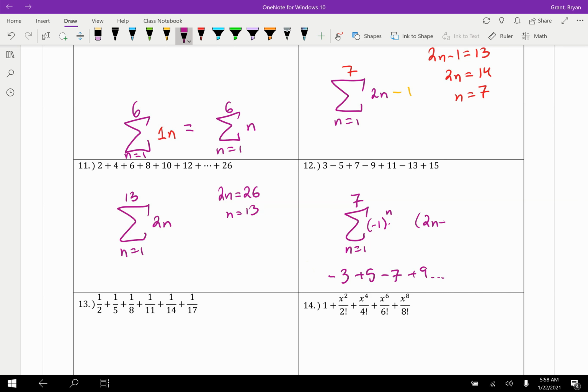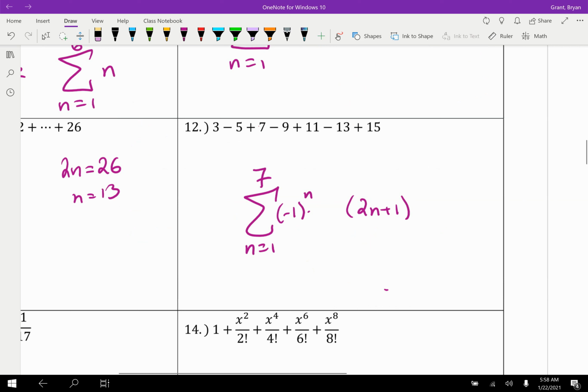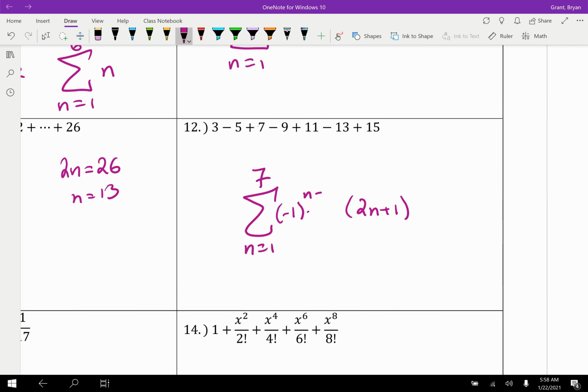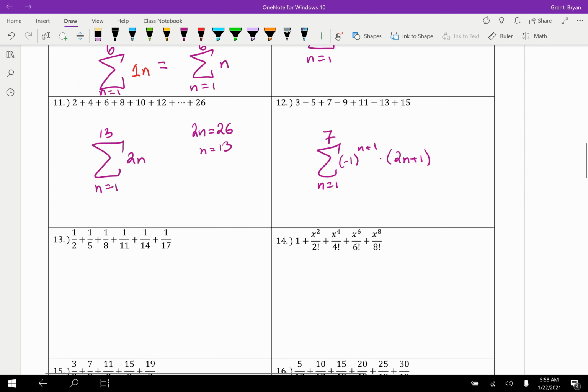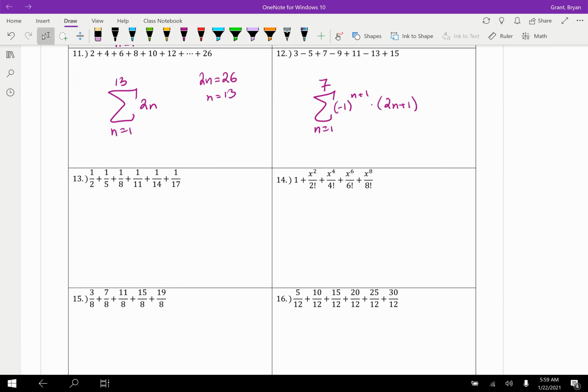So this was (-1)^n times (2n plus 1) because the easiest way to flip the signs the other way is to just, instead of this n, make it n plus 1. And now we'll be fine. If you substitute 1 in, 1 plus 1 is 2. Anything squared becomes positive, so we end up with positive 3. Plug in 2 here. 2 plus 1 is 3. Any negative to an odd power stays negative, and so we'll get -5. Yay! All right, a couple more to go.